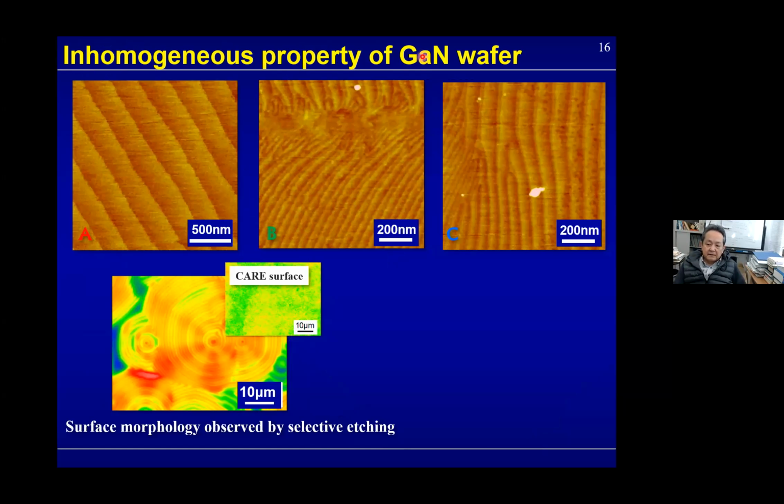And in case of the gallium nitride wafer, the surface is so inhomogeneous. This is the surface morphology observed by selective etching method. As you can see here, there are many kinds of situations. And here is the low dislocation density area. And here, center of the island, the dislocations are concentrated into this area. And in this area, we found a very beautiful step and terrace structure.